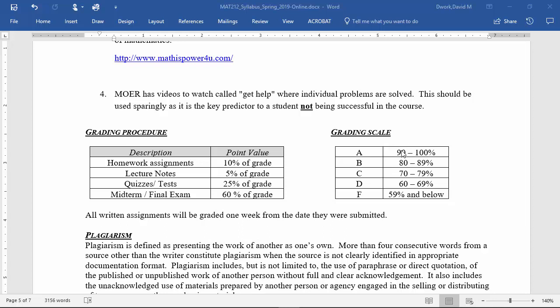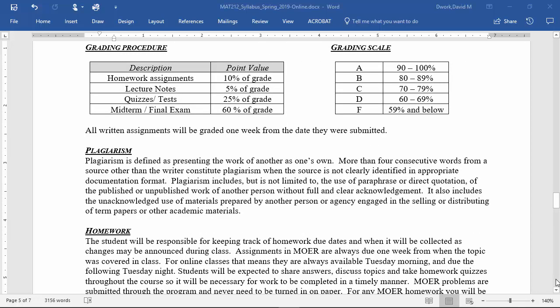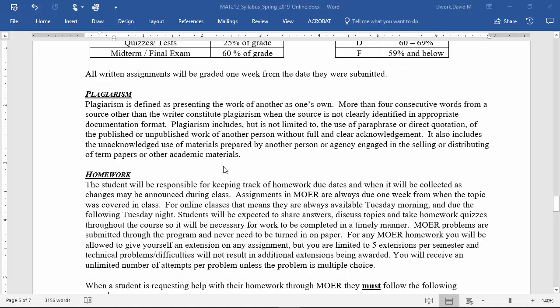Rounding for your grades. If you have a 79.8, that would round up to an 80. If you have a 79.4, that would round down to a 79. I use standard rounding. Plagiarism. Don't cheat. Don't post your work on websites for other people to do it for you. That's plagiarism. That's cheating.